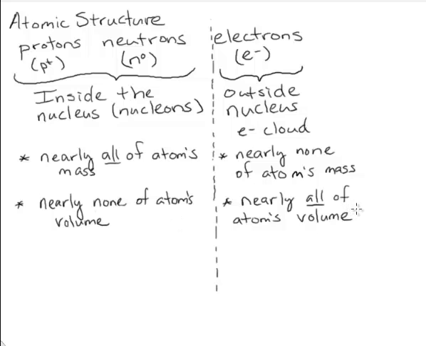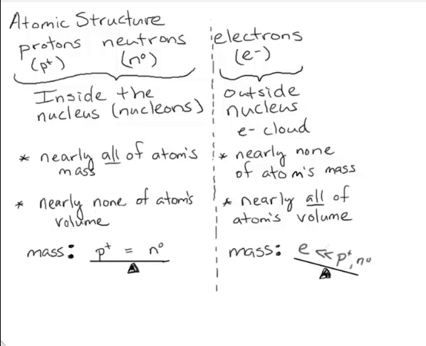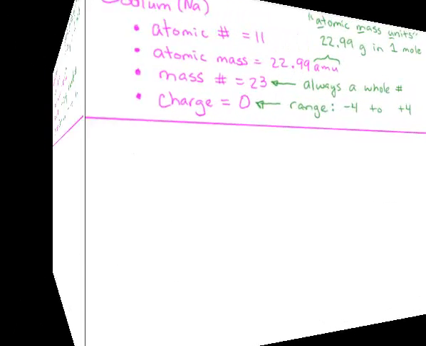On the other hand, the electron cloud is mostly the atom's volume, and it's going to be mostly empty space. And finally, let's compare the mass of protons versus neutrons. The mass of protons and neutrons is essentially the same. They're essentially balanced. There's no difference there. On the other hand, when we compare electrons to protons and neutrons, the mass of an electron is much less than the mass of a proton or a neutron.